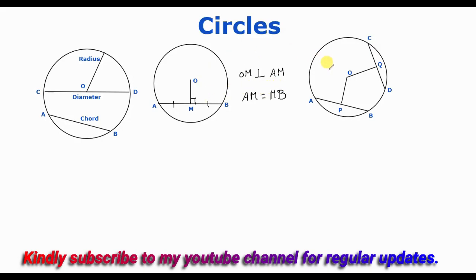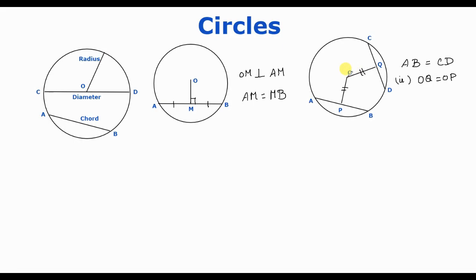Moving to the second one. Equal chords of a circle are equidistant from the center. That is, if the chord lengths are equal, AB is equal to CD, then the distance from the center, OQ, will be equal to OP. And the converse of this: if the distances from the center to the chords are equal, that is OQ is equal to OP, then the lengths of the chords are also equal, that is AB will be equal to CD.